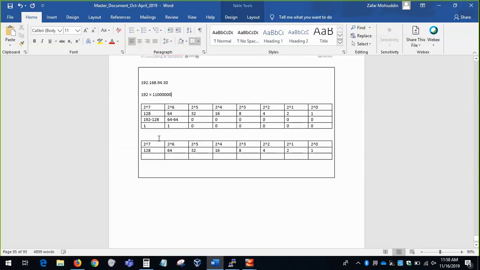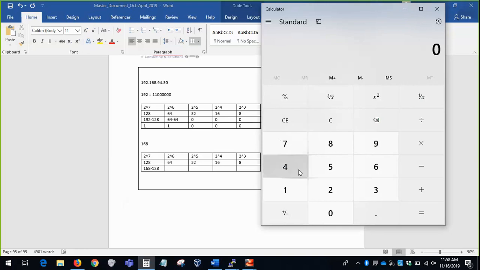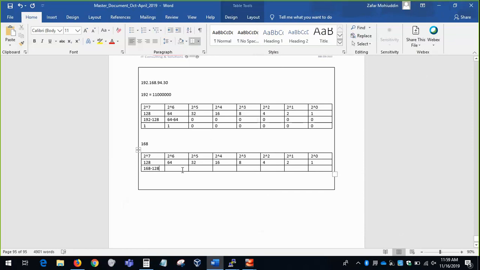Okay. So the next block is 168. We put down 168 minus 128. So 168 and then 128. How much is left? 40 is left. Okay, so 40 is left.